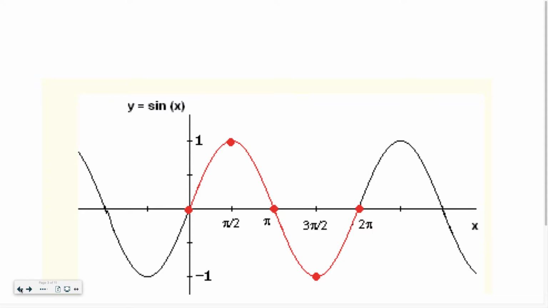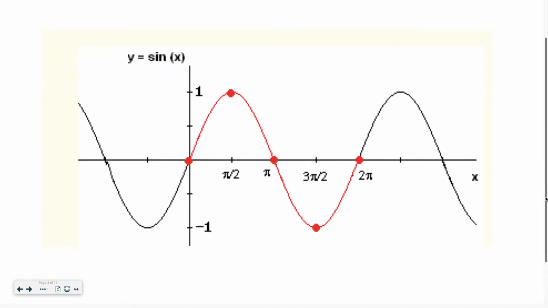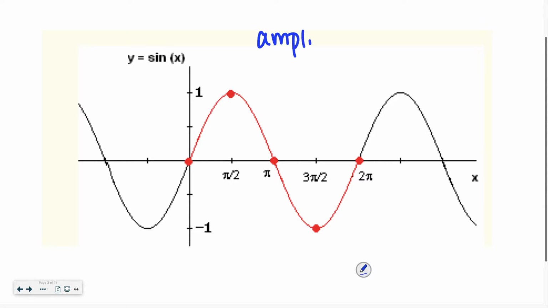If we were to look at the distance between the highest and lowest point, here's our lowest point at -1. Here's our highest point at +1. What's the total vertical distance? What would the distance be? Like how far apart are those 2 points? 2. Yeah. So our amplitude would be half the vertical distance. So it would be 1.